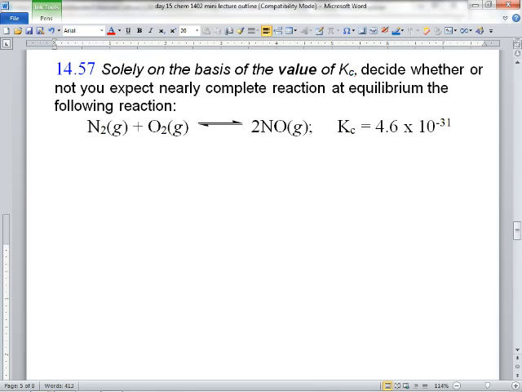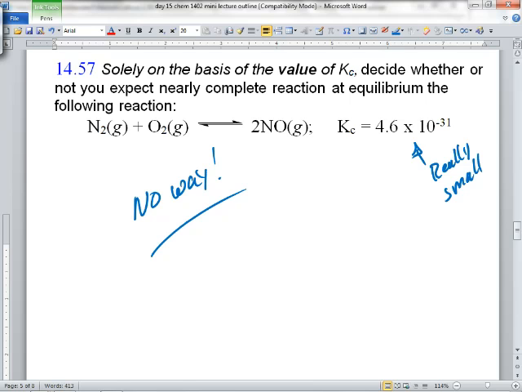What would you expect for K? K is product over reactant. If you want a reaction to go to completion, you want a lot of product, so K is going to be huge. This K is really, really small, not even close. No way is that going to go to completion. Kc is extremely small, 10 to the negative 31.